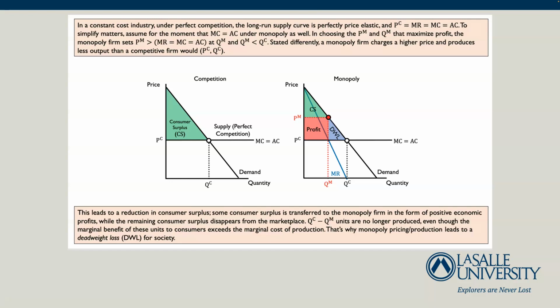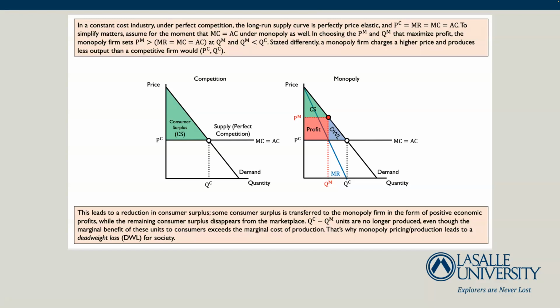And so where marginal revenue is equal to marginal cost, they drop down, produce that quantity QM, go up to the demand curve, and charge the price PM. So that means consumers are left with just the areas in green for consumer surplus. That, again, is the area below the demand curve and above the prices being charged in the market.